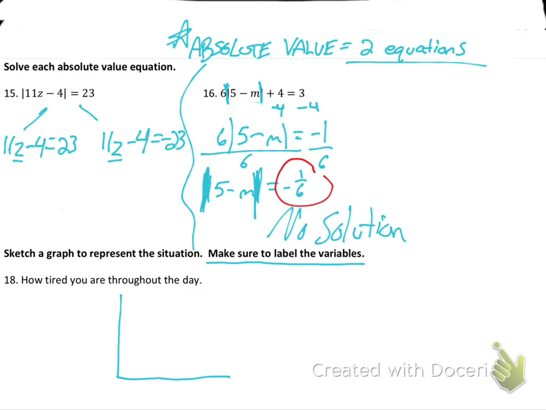All right, keep moving on. 18, how tired are you throughout the day? Make sure you label the variables. So the variables I see are tired and then throughout the day. So I could probably think about 2 variables, maybe like my energy level, or just energy, and then time, because time always goes on the x-axis.